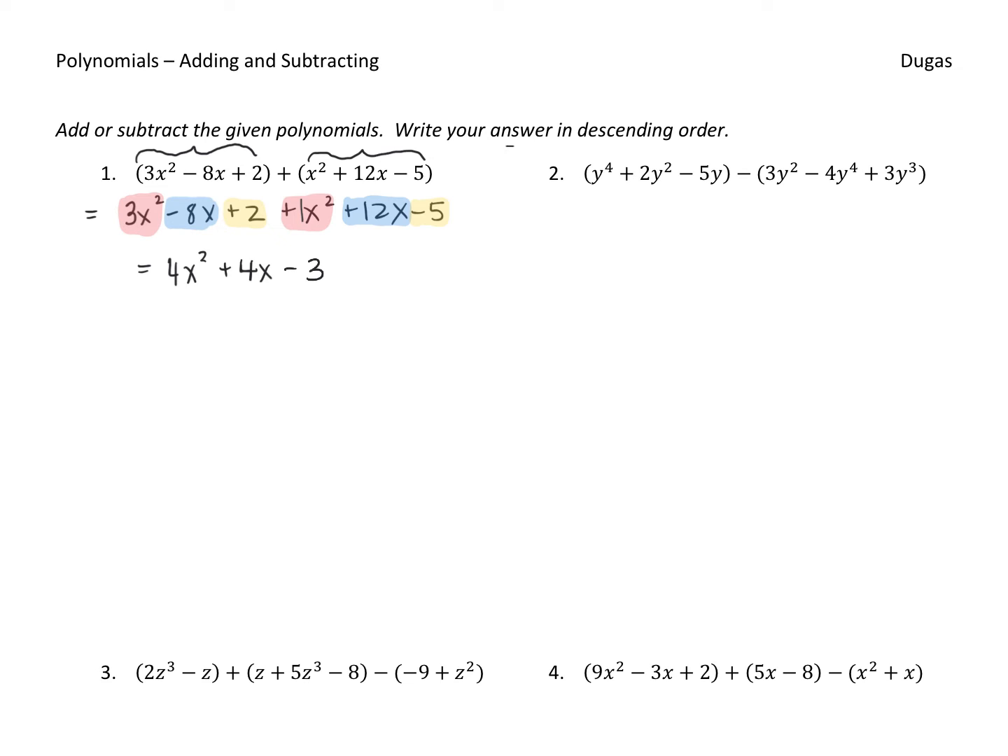And it asked us to write our answer in descending order. Remember, that means you want the highest exponent first, and then the next highest exponent, and you should go down until you get to the constant or the lowest exponent. And we did that. We have the x squared first, then we have the x to the first power, and then we have the constant. So that's our answer.